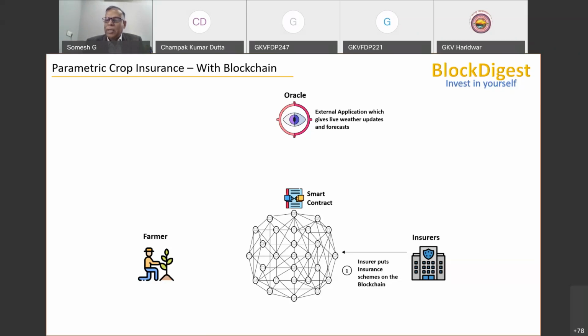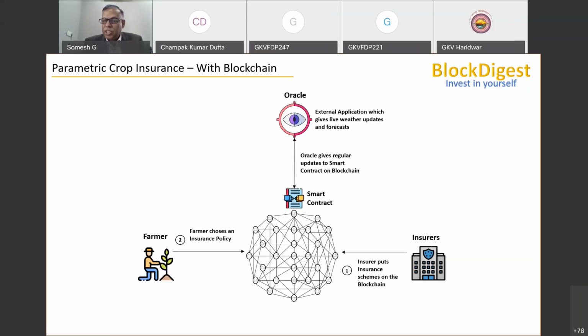There are oracles that have been developed. So parametric insurance works on oracles. Insurers put their insurance schemes on blockchain. They publish it on blockchain. There are smart contracts. The oracle provides regular updates to the smart contract on blockchain. There is a polling mechanism or push mechanism that is built in through various technologies.